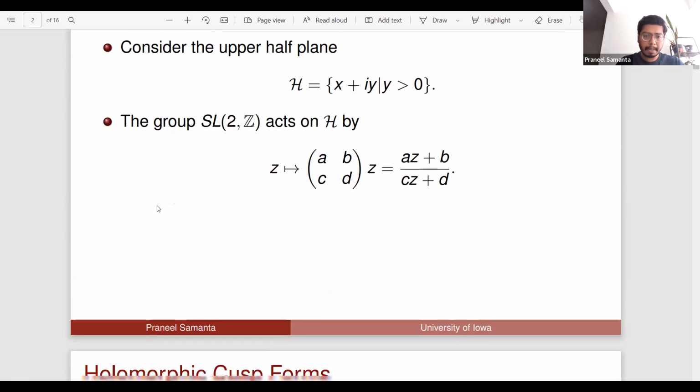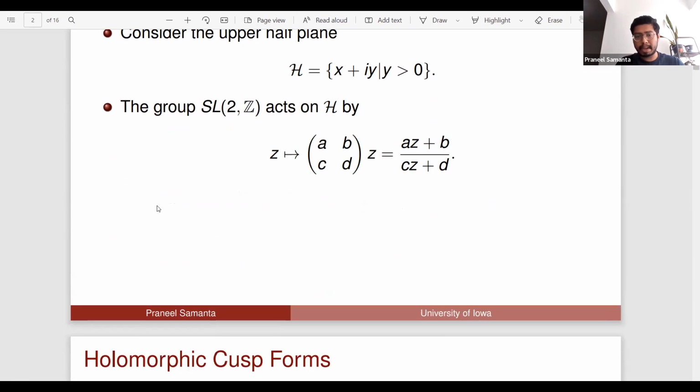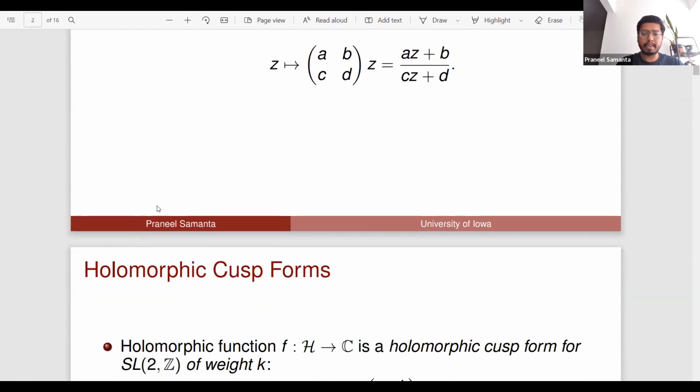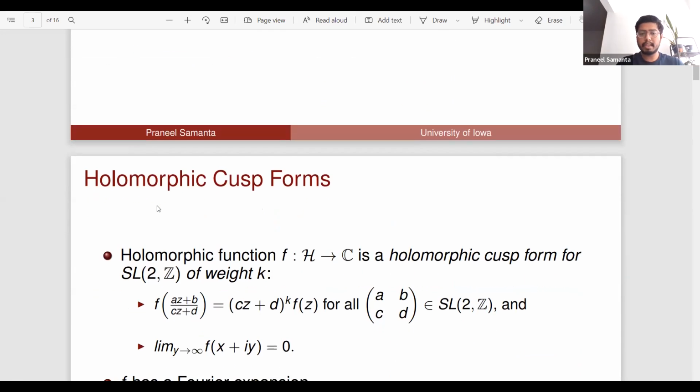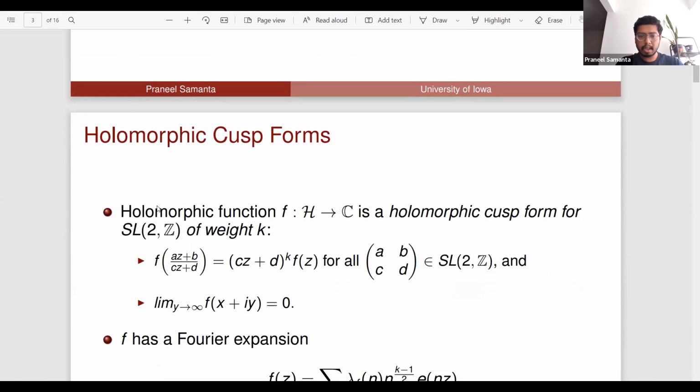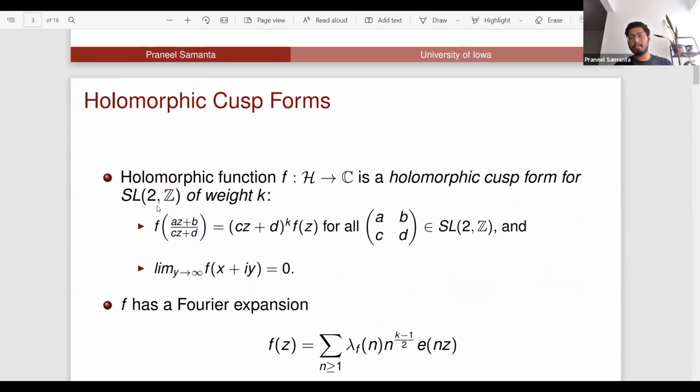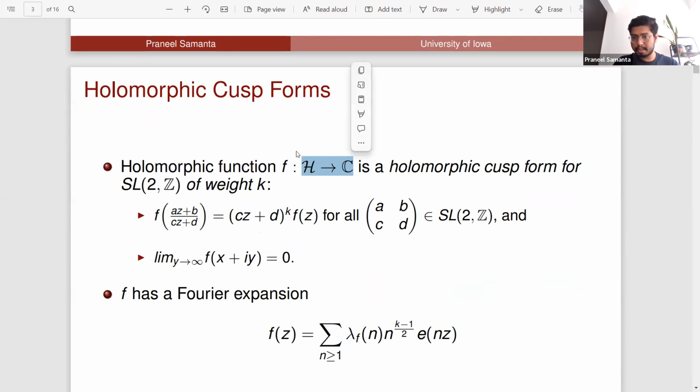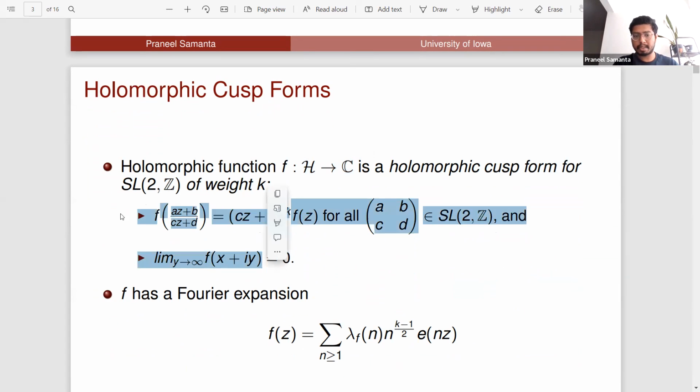At any point, if you have any question about any of the things that I'm talking about, please let me know. All right, having these group actions of SL2Z over H, we define certain functions called the holomorphic cusp forms. Holomorphic cusp forms are holomorphic functions from the upper half plane to the complex numbers, such that they have these two properties.